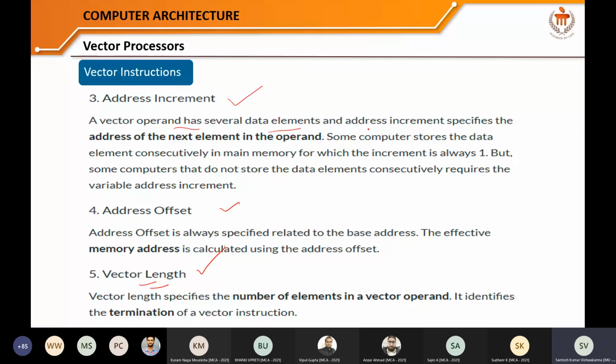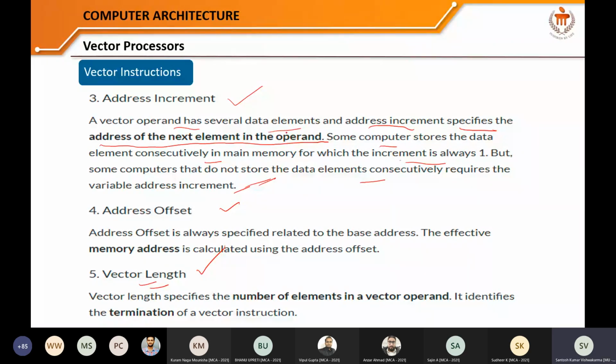Address increment: a vector operand has several data elements. An address increment specifies the address of the next element in the operand. Some computers store the data elements consecutively in main memory. Students, don't be confused about the dependency. This is address dependency, not data dependency. Operand is different. For consecutive storage the increment is always 1, but some computers do not store the data elements consecutively and require a variable address increment. Again, it is a matter of the OS perspective, how and when things are going to work in terms of locality.